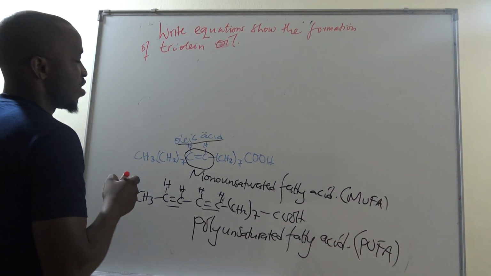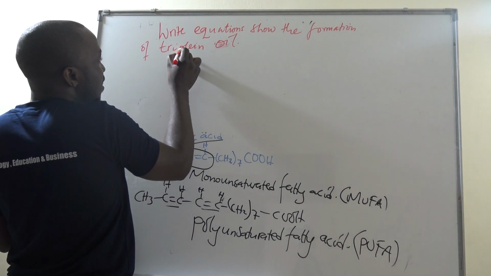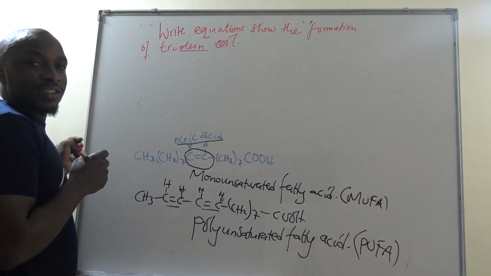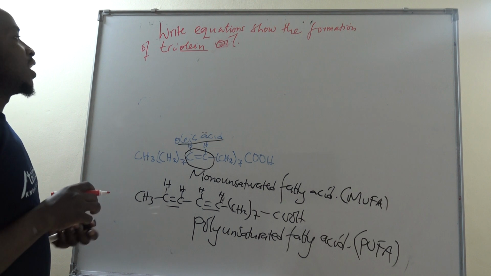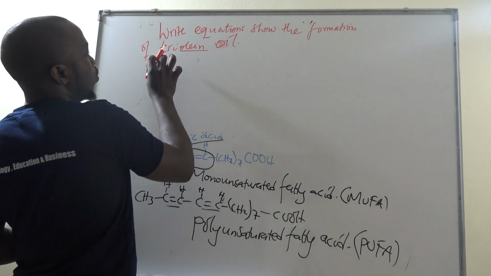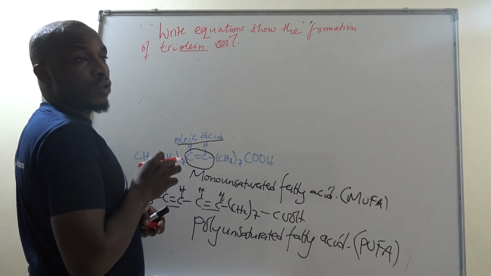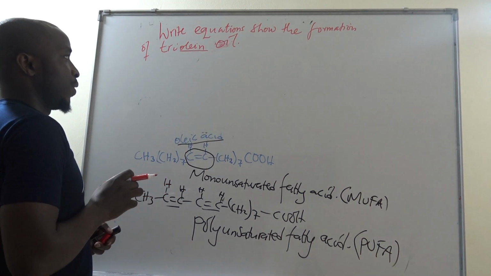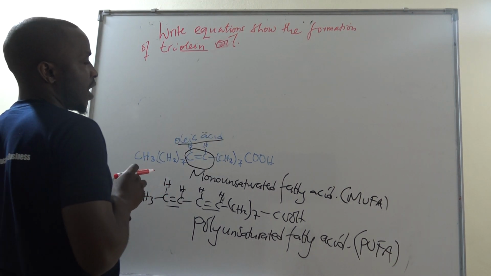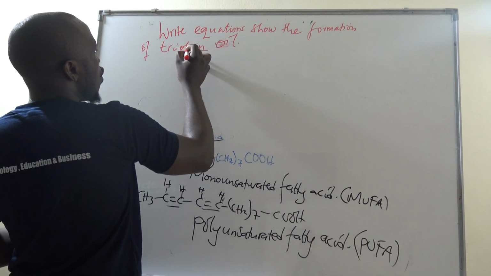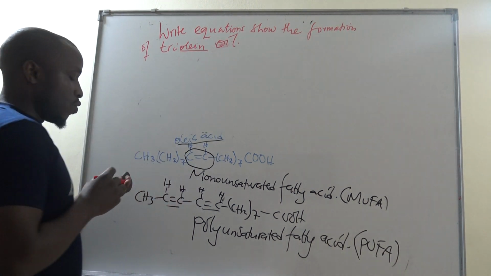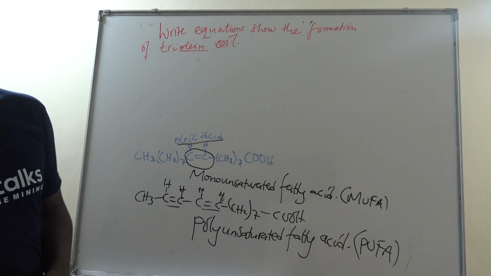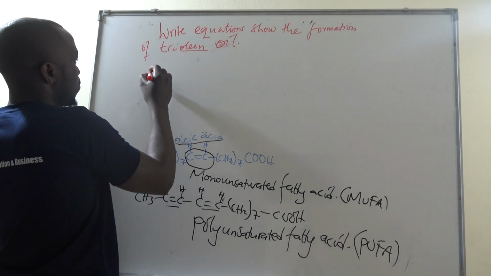So it is called triolein. That means there are 3 oleic acids linked together to a glycerol molecule. So they are forming an oil, triolein oil. So how will the formation be?